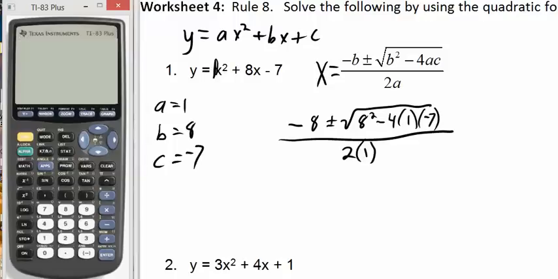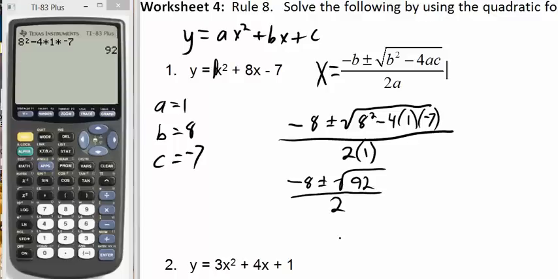Okay, so let's just see what that's going to end up being. So we have 8 squared minus 4 times 1 times negative 7. And you can put all the parentheses. That would probably even be safer. Or you can just do the times signs. And so what goes under here is 92. So we go negative 8 plus and minus the square root of 92 all over 2.